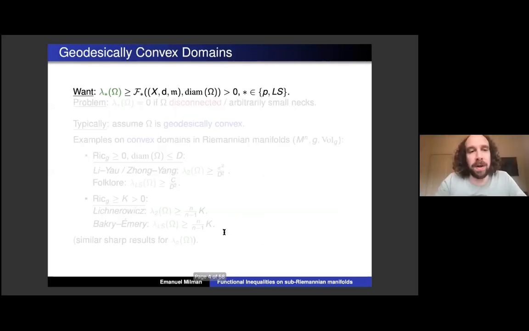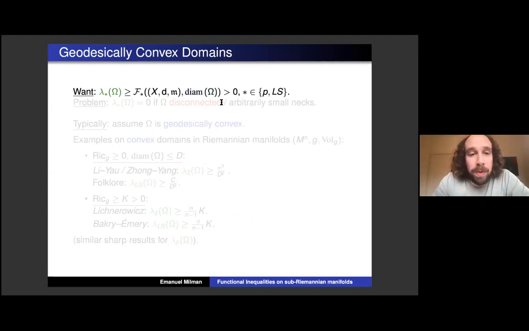So what is our goal? We would like to get some non-trivial bound on our constants, lambda star, depending, of course, on our metric measure space, and let's say on an upper bound on the diameter of our set omega. And by non-trivial, I mean, you know, anything strictly positive is already interesting.